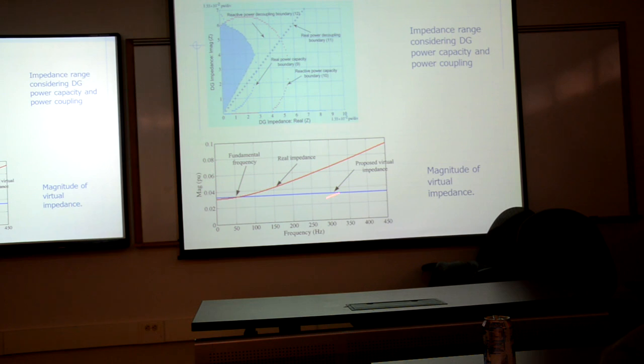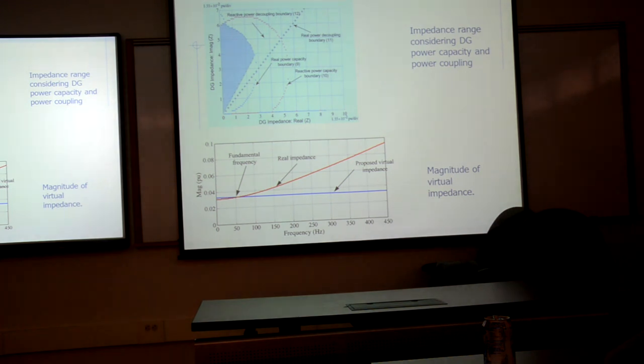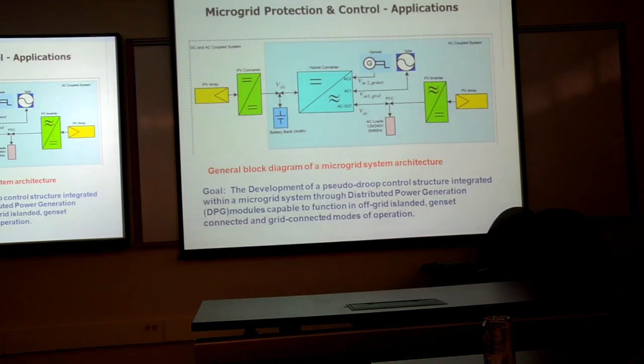Here is the real and the proposed virtual impedance to control the power flow, to control the stability of the voltage. This is still work in progress. So I'm planning to have a paper published sometime during the summer.